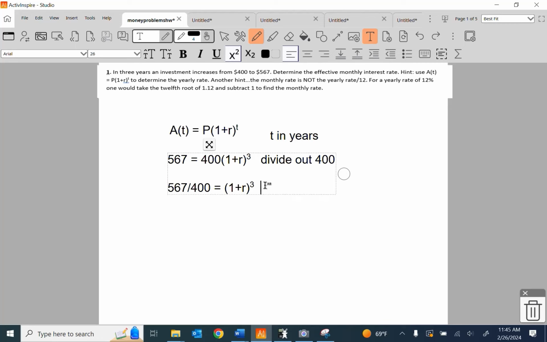And now what I'm going to do is raise both sides to the 1/3 power, because that's the opposite of cubing it. 567 over 400, raised to the 1/3 power, must equal (1 plus r) cubed, raised to 1/3. On the right-hand side, I get this beautiful perfect cancellation because 3 and 1/3 cancel each other out. And the left-hand side is something I'm going to have to evaluate in the calculator.